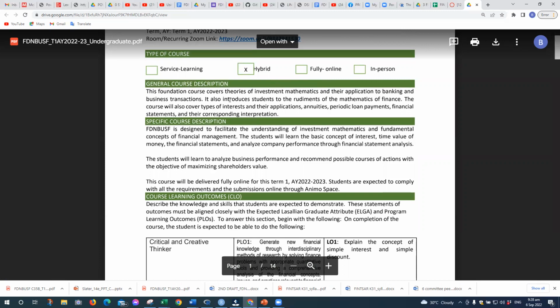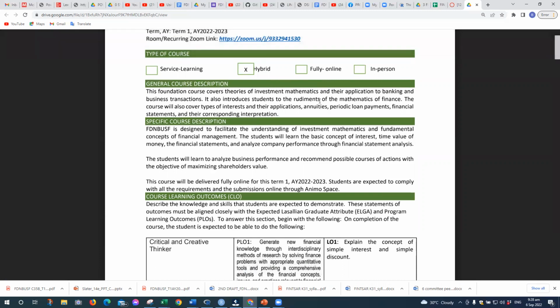In this subject, we're going to cover theories of investment mathematics. So this is a quantitative subject. We're going to learn how to compute simple discount, compound interest related to banking and business transactions. So this subject is more on the rudiments of the mathematics of finance. We'll have applications in annuities, periodic loan payments, and the second part of this course will be about financial statements, how to read financial statements and interpret them.